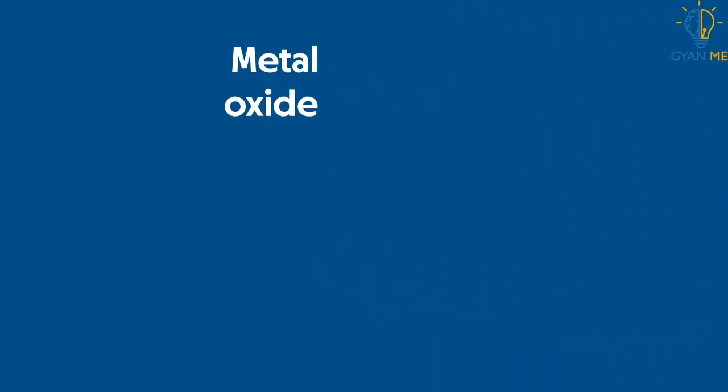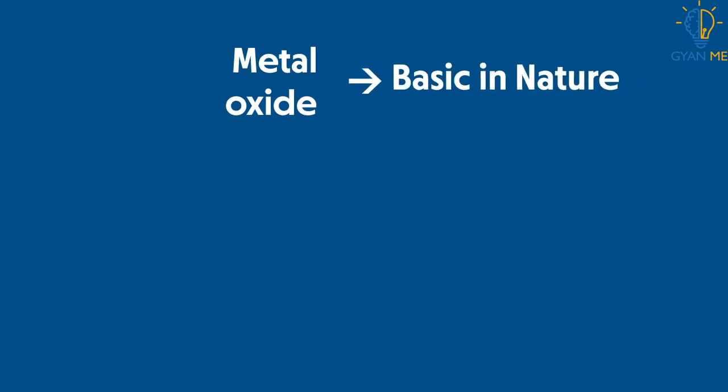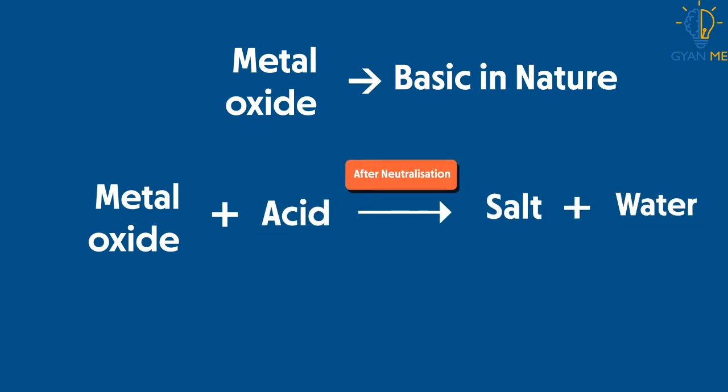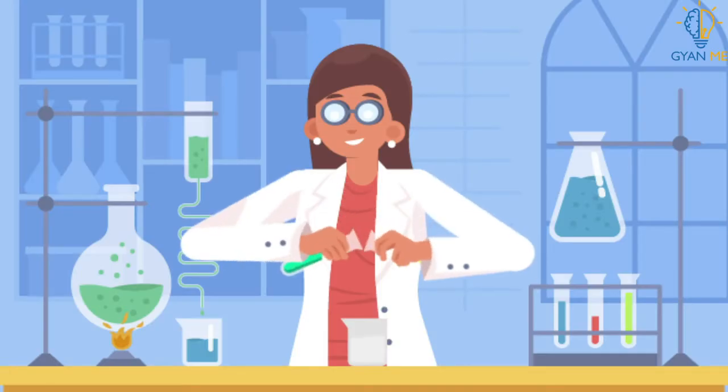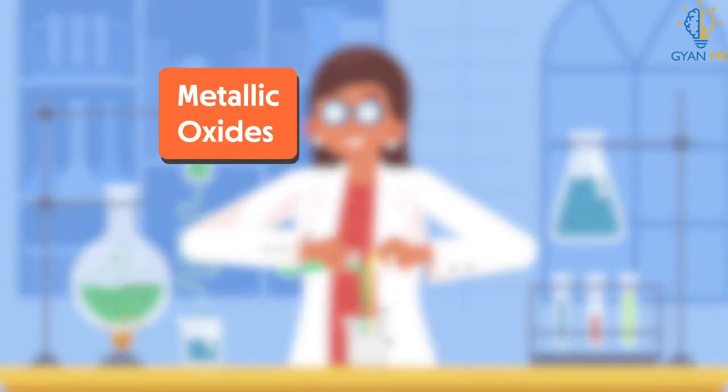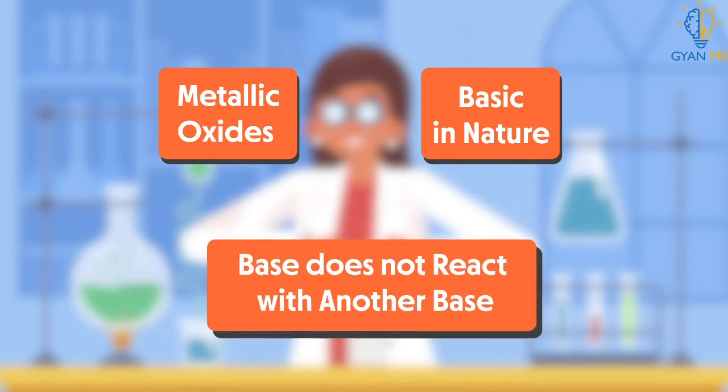Students, now you know that metal oxides are basic in nature in general. When these metallic oxides react with acid, they neutralize each other after the neutralization reaction and form salt and water. We are not exploring the reaction of bases with metallic oxides because, as we have already learned, metallic oxides are basic in nature and a base does not react with another base.